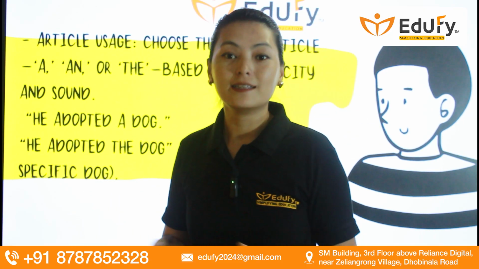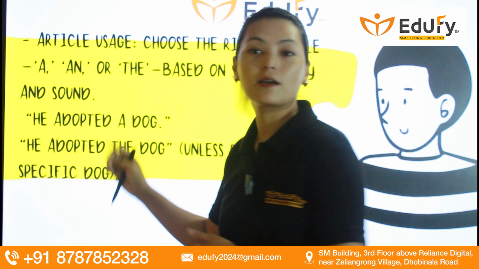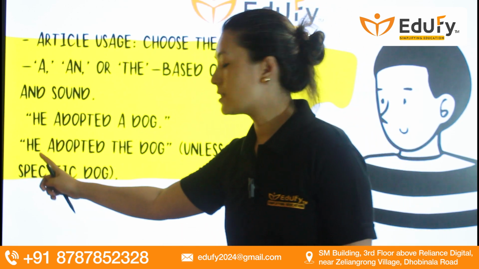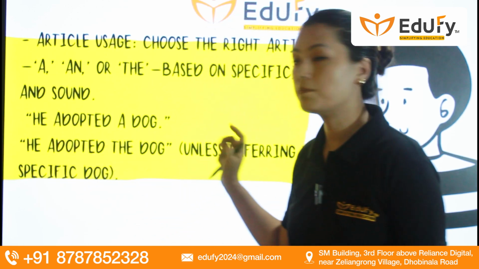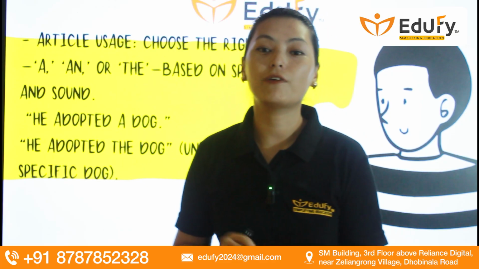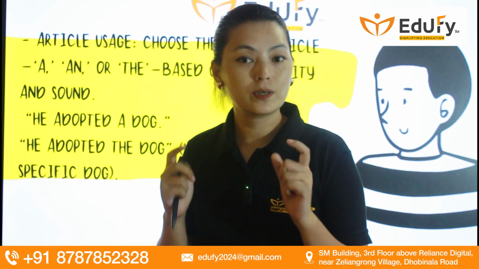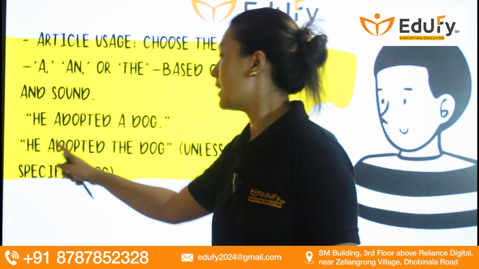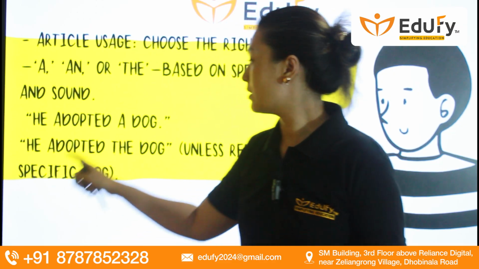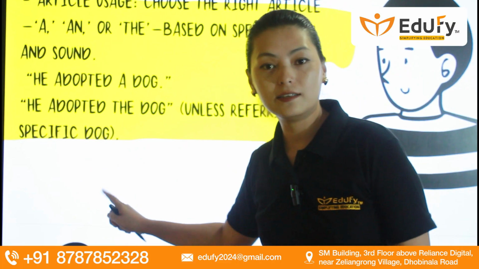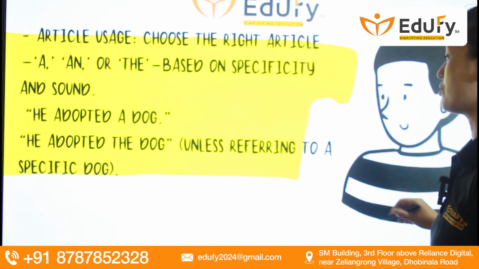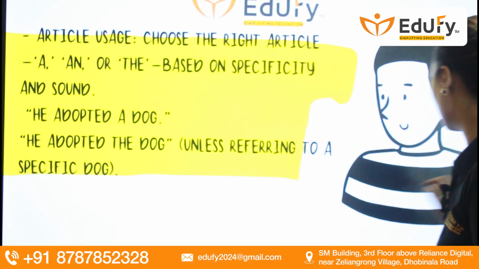You have no idea. There's no particularity that I'm talking about in this sentence. However, in the second sentence, I say he adopted the dog. There you find the difference. The dog. That means you and I know which particular or specific dog he adopted.